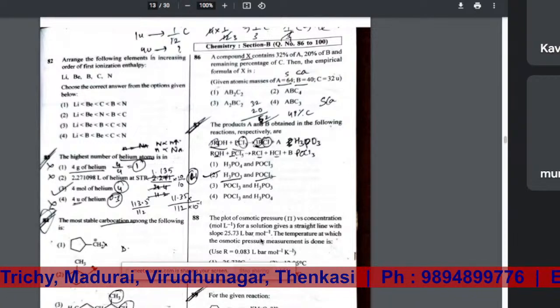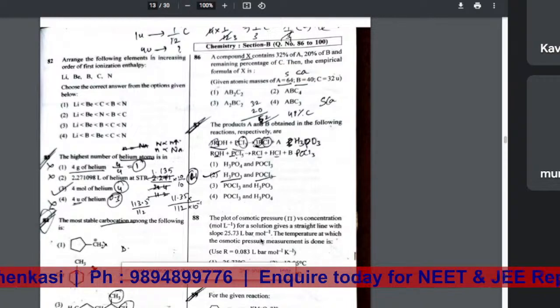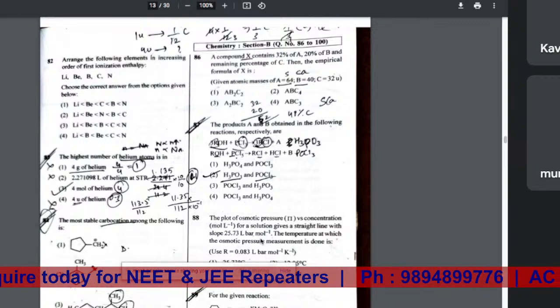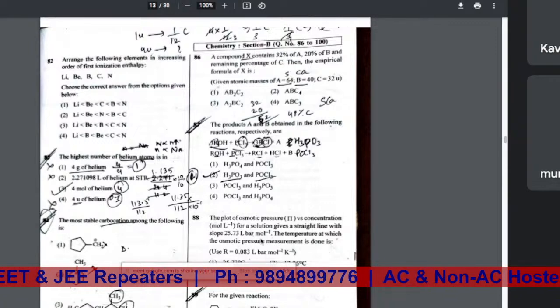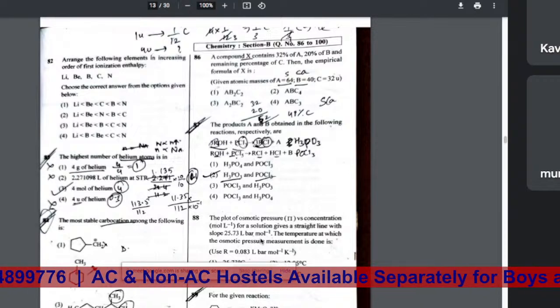Now, what is the least value there? The least value is 0.5. Divide each by 0.5. 0.5 by 0.5 gives 1, 0.5 by 0.5 gives 1, 1.5 by 0.5 gives 3. So A1, B1, C3. The correct answer is 4: ABC3.